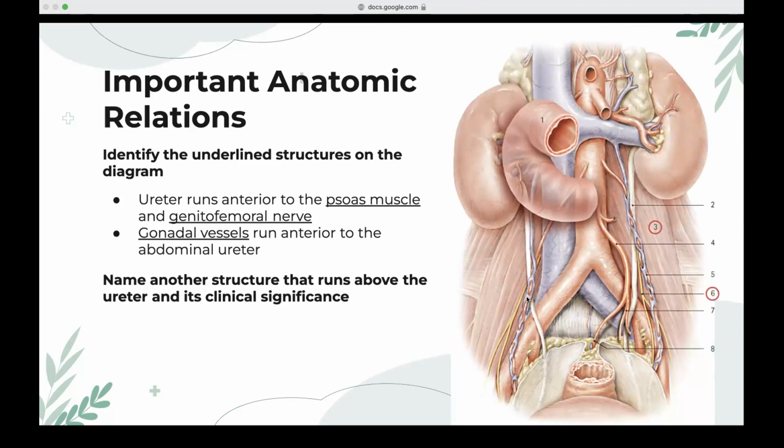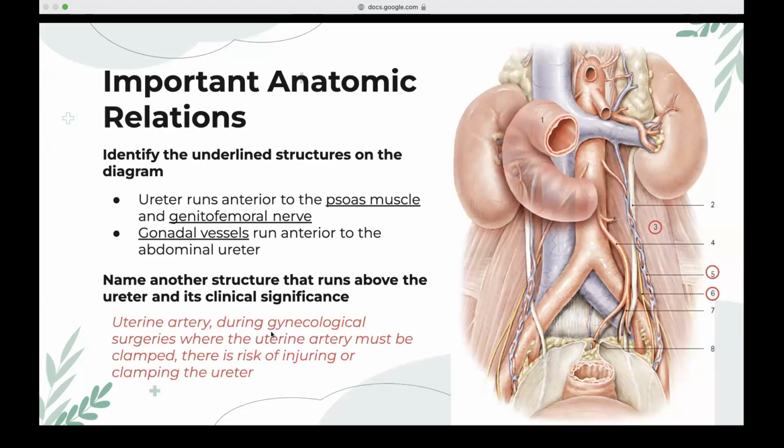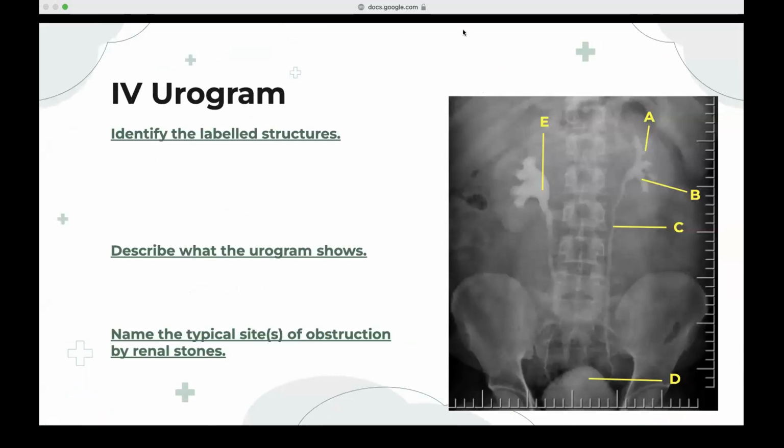Then the gonadal vessels. It's kind of obvious. Anterior. Yeah, so it's just this. You can see how they're twisted around each other. Yes. Okay. Number 5. And yeah, this is what we said. Okay. Now identify the labeled structures.